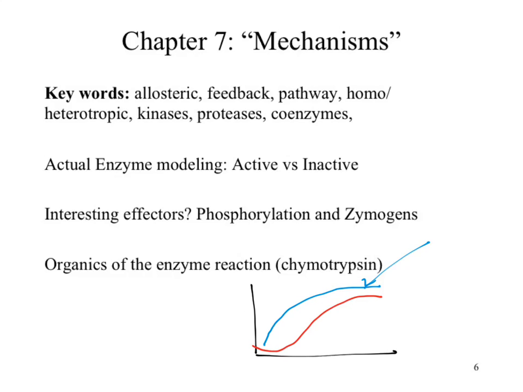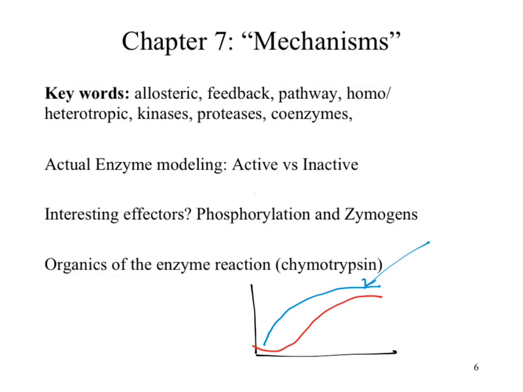So we're talking about our allosteric effectors. You get feedback pathways. Those are some big terms that get floated out there. You should make sure that you're aware of what those terms mean so that you can go through and apply them appropriately. The other one that drops in here is active versus inactive.